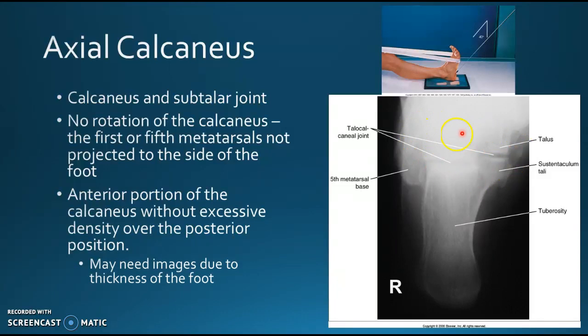Here in this example, the joint space is slightly underexposed. We can see a slight outline. We can do a second exposure by increasing our kVp by 3 to 5 in order to penetrate that joint space, and keep this initial exposure for the tuberosity or the posterior portion of the calcaneus. And we can see our sustentaculum tali in profile as well.